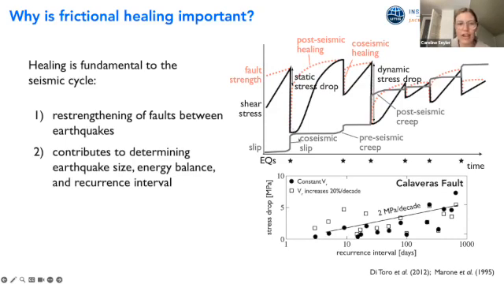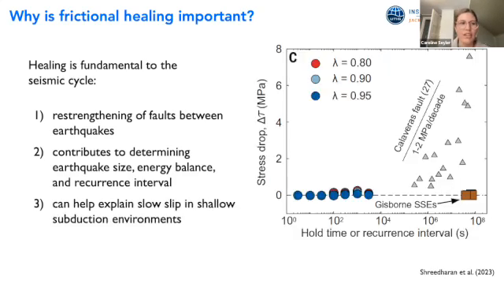We can also see how the rate of healing can influence earthquake properties, like earthquake size or the recurrence interval. For example, in this plot of repeating earthquakes from the Calaveras Fault in the San Andreas system, we see that larger stress drops have occurred after a longer recurrence interval between earthquakes. This is a direct observation suggesting that the fault is strengthening during the interseismic period, allowing it to reach these larger stress drops.